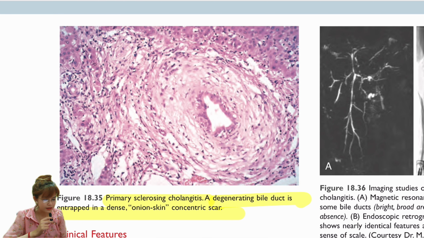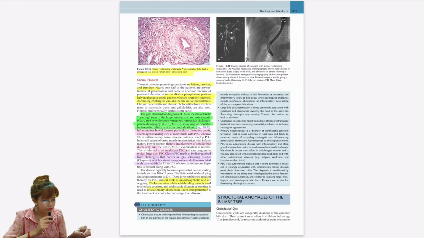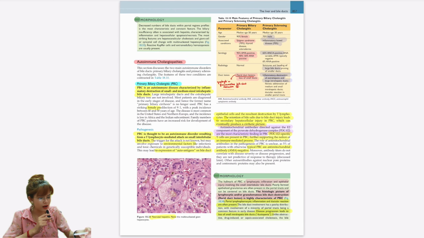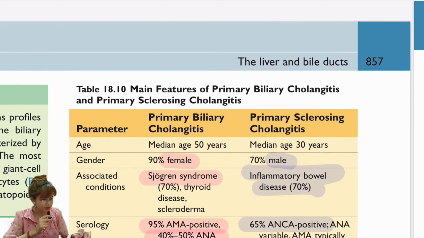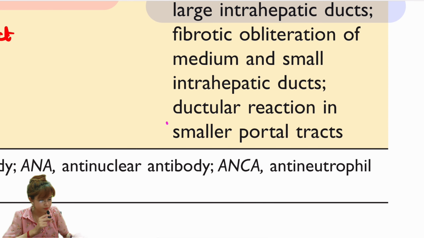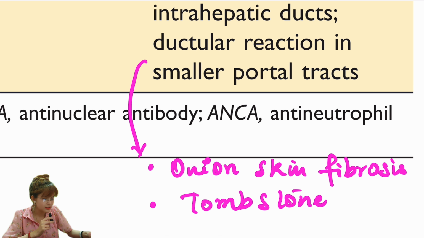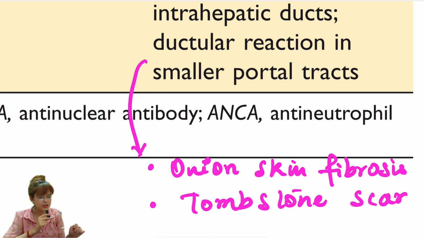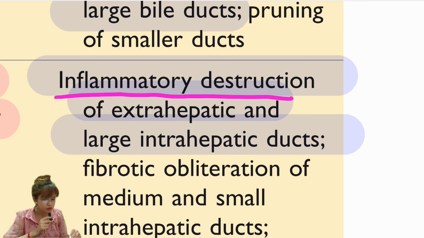This is a degenerating bile duct which is entrapped in a dense onion skin concentric scar. You can see this is basically the onion skin concentric scar. So the points that you have to remember are onion skin and tombstone scar. If you get these two points in your MCQs, then that will point to primary sclerosing cholangitis. I will just write it down over here: number one, onion skin fibrosis, and number two, tombstone scar. These two are the histological findings, and also you have to remember that there is inflammatory destruction of the extrahepatic and the intrahepatic duct. This is also a very important point.